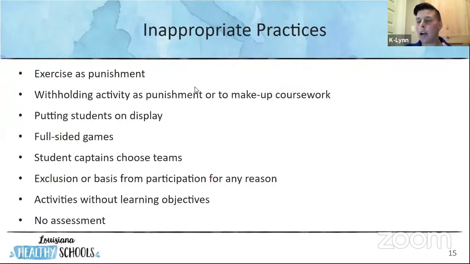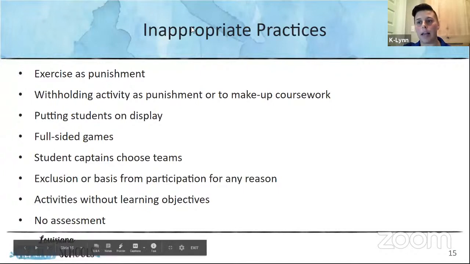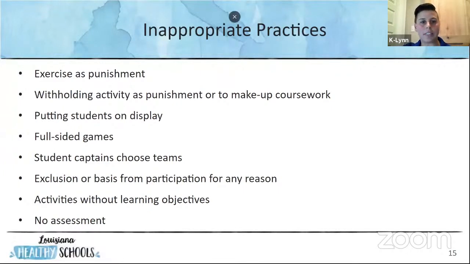All right, so now a couple of inappropriate practices, which we've mentioned, the exercises punishment. We've already mentioned that one a little bit, putting students on display. So we've talked about this and we've seen this in lots of different, not just PE settings, but knowing your students. If a student can't get it, time out, Ashley.